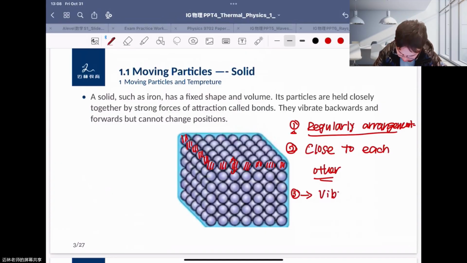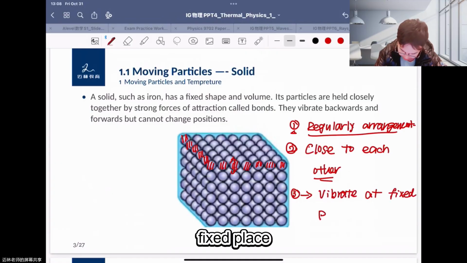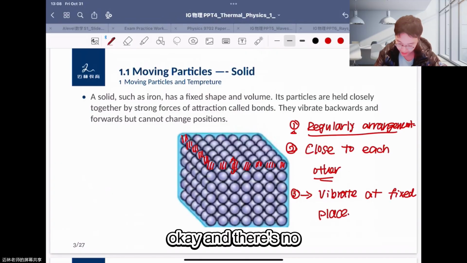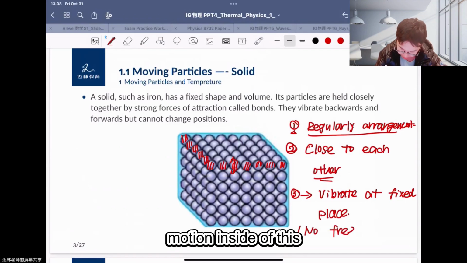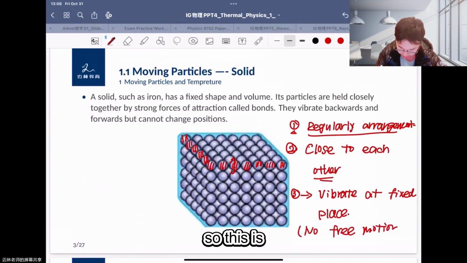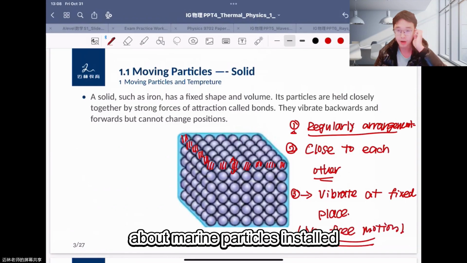Vibrate at fixed place. Okay, and there's no free motion inside of this. Okay, so this is about the moving particles in solid.